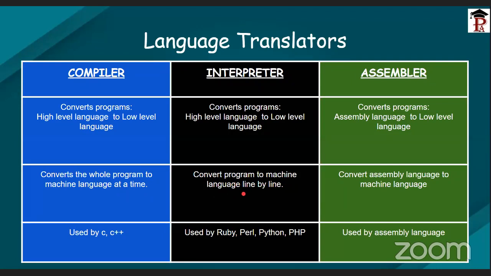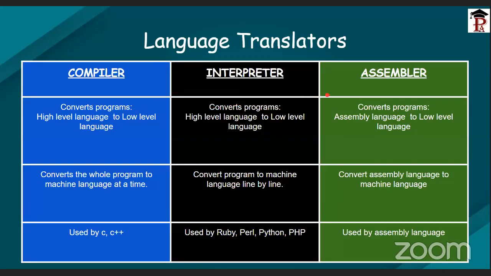The interpreter does a line by line interpretation, a line by line conversion. If there is any error in the particular line, it will show the message. Then only if we rectify it, it moves to the next line. These are the differences between compiler and interpreter. Basically, compiler, interpreter, and assembler are doing the same work. These are all language translators.